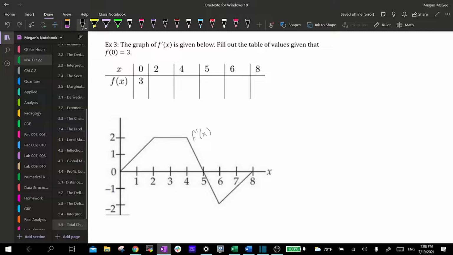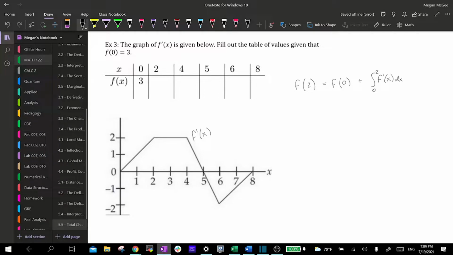So what we need to do is find out, if we're starting at f of x equal to 3 at x equal to 0, then we just need to find out how much we need to add or subtract from that to get the next value. The next value is going to be this f of 2. That's the next value we care about here. So f of 2 is going to be our previous value, which is f of 0, plus the total amount of change, which we know is an integral, the total amount of change that happens in between x equal to 0 and x equal to 2. So the total amount of change from 0 to 2 of the derivative.